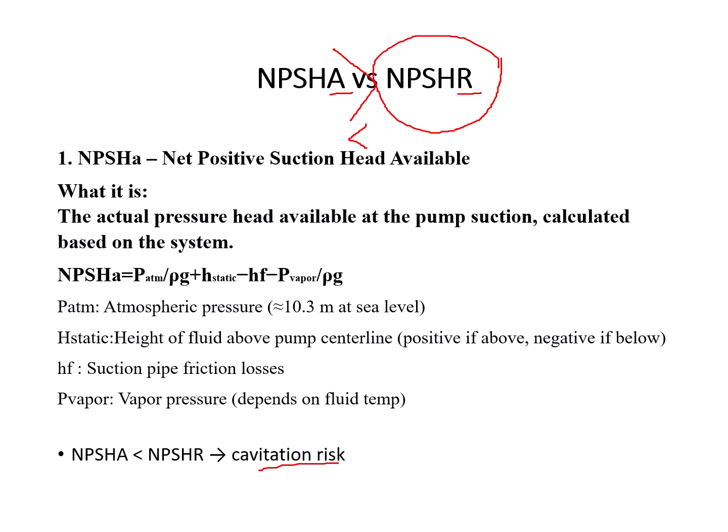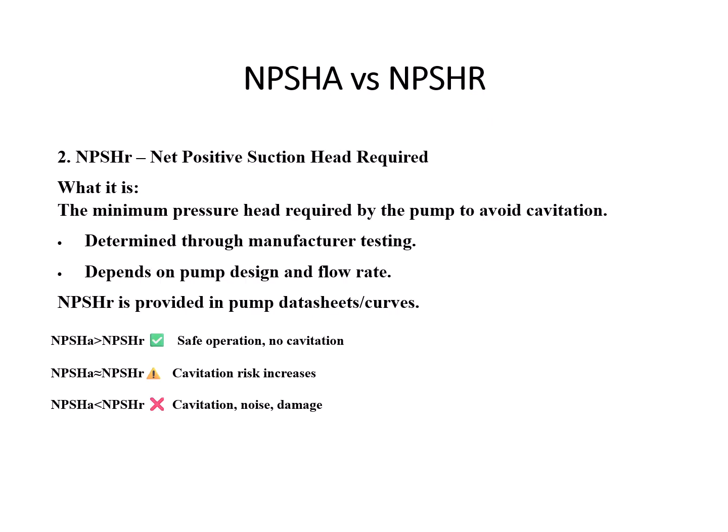These are all ways that we can use to be on the safe side from any danger of cavitation. This is the net positive suction head required. As we said, it is the minimum pressure head required by the pump to avoid cavitation, and it is always determined by the manufacturer, and it depends on the pump design. And it is always provided in the data sheet.